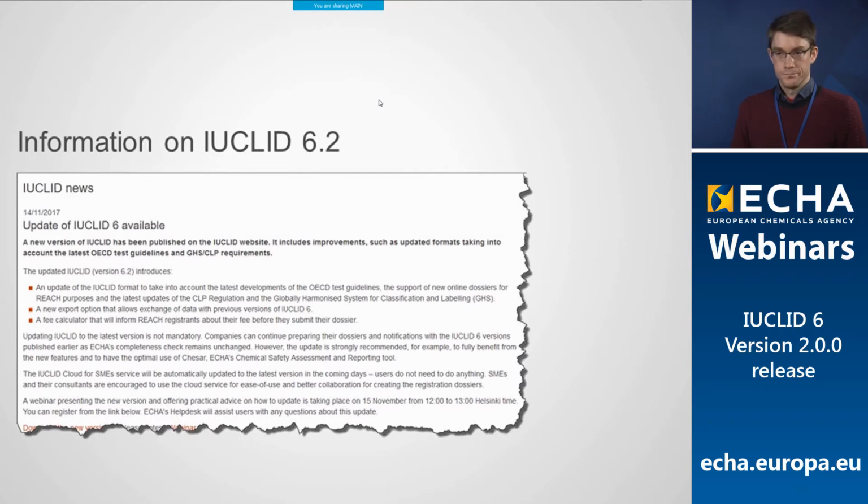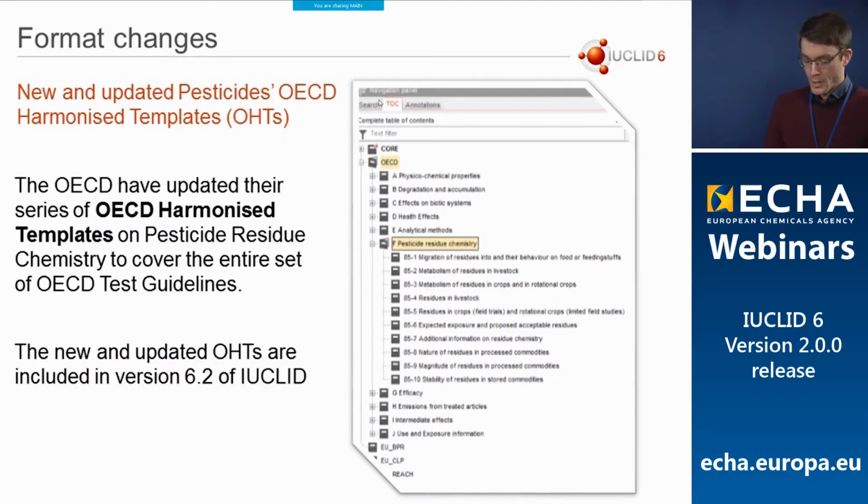So, moving on. The latest version of Euclid reflects the updates to the OECD test guidelines, as well as the EU-CLP regulation, as well as the globally harmonized system for classification and labeling, and the updates to the online dossiers for REACH.